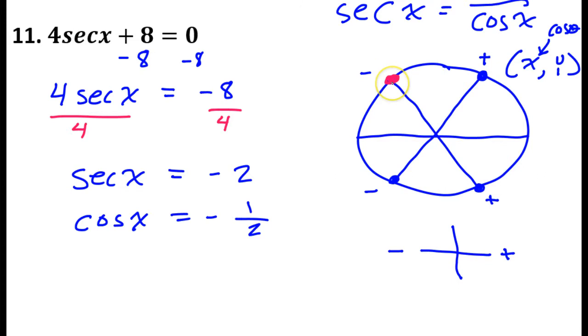Alright, so I'm talking about this angle and this angle. The cosine of either one of these will be negative 1/2. So let's see. So this is 1 pi over 3, 2 pi over 3, 3 pi over 3, 4 pi over 3.